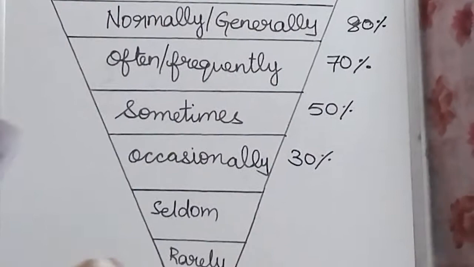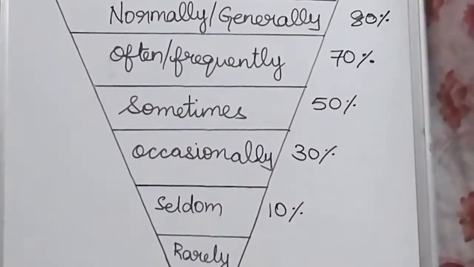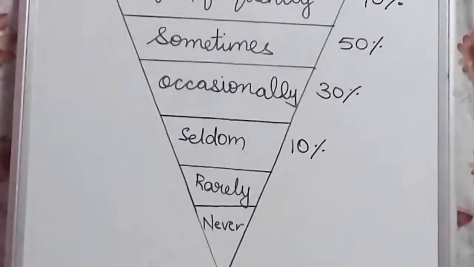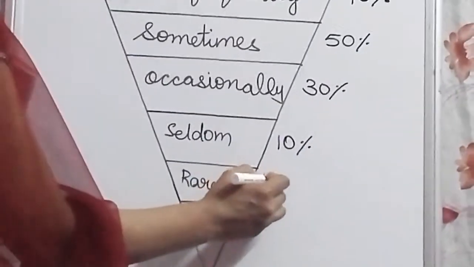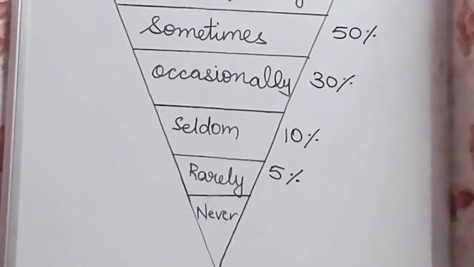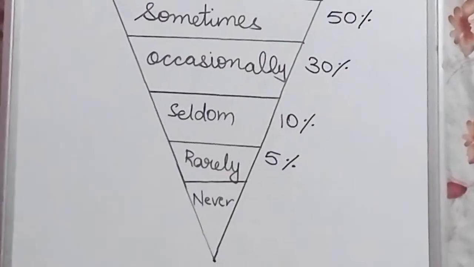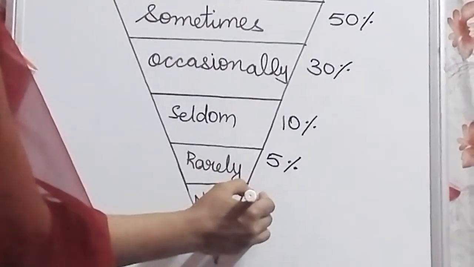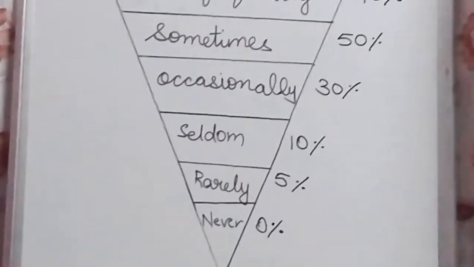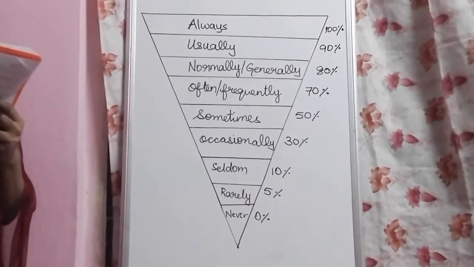The next one is seldom. Seldom is used when an activity is done 10% of the time. I seldom go to the library. Rarely is used when an activity is done 5% of the time. I rarely listen to the radio. Never is used when the possibility is not there, when it is impossible, 0%. Vegetarians never eat meat. So these are the examples.